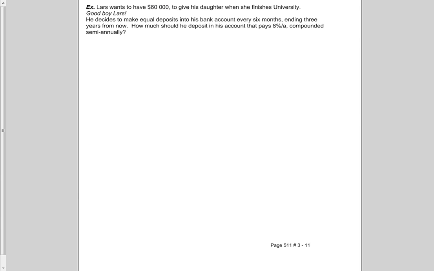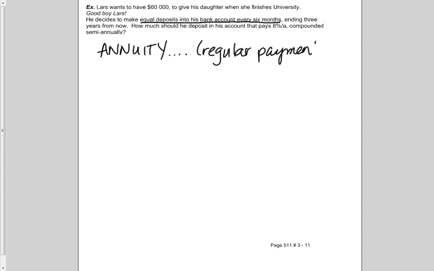Lars wants to have $60,000 to give his daughter when she finishes university. What a nice guy. He decides to make equal deposits in his bank account every 6 months. As soon as you see something going on in a regular way, you have an annuity. This is not a one-time deal. Lars has to put it away in a regular way. Ending 3 years from now, how much should he deposit in his account that pays 8% per annum, compounded semi-annually?